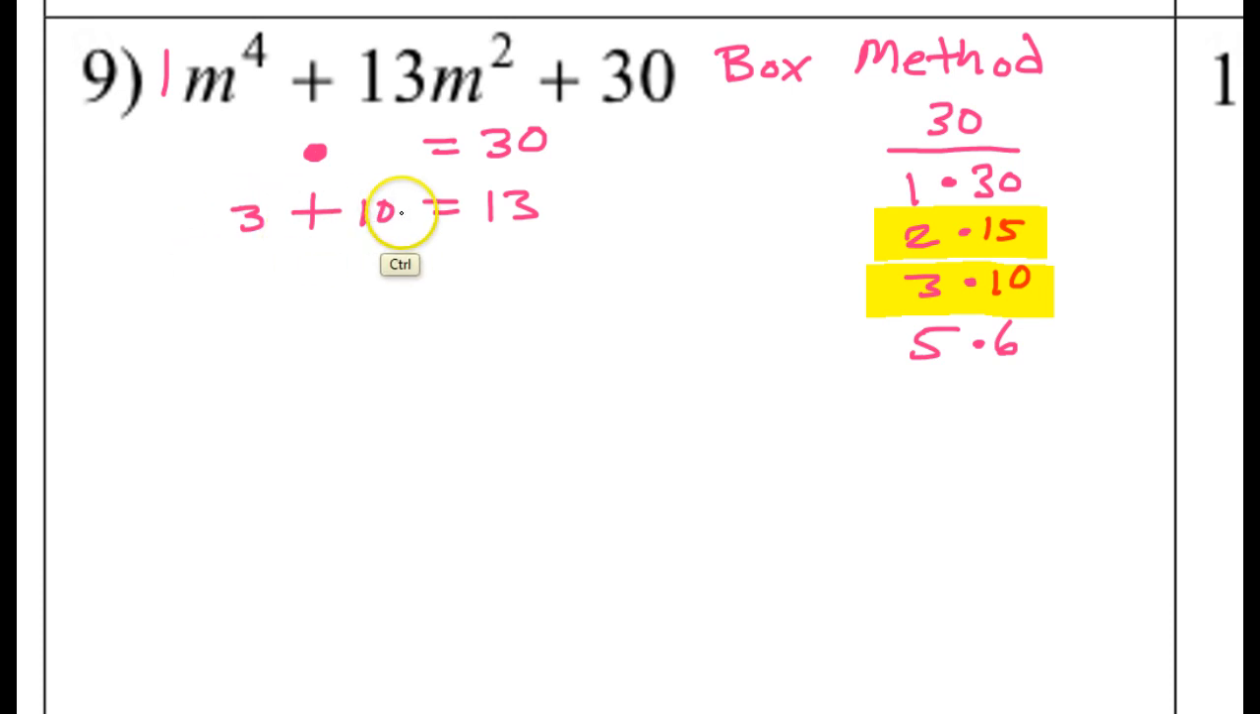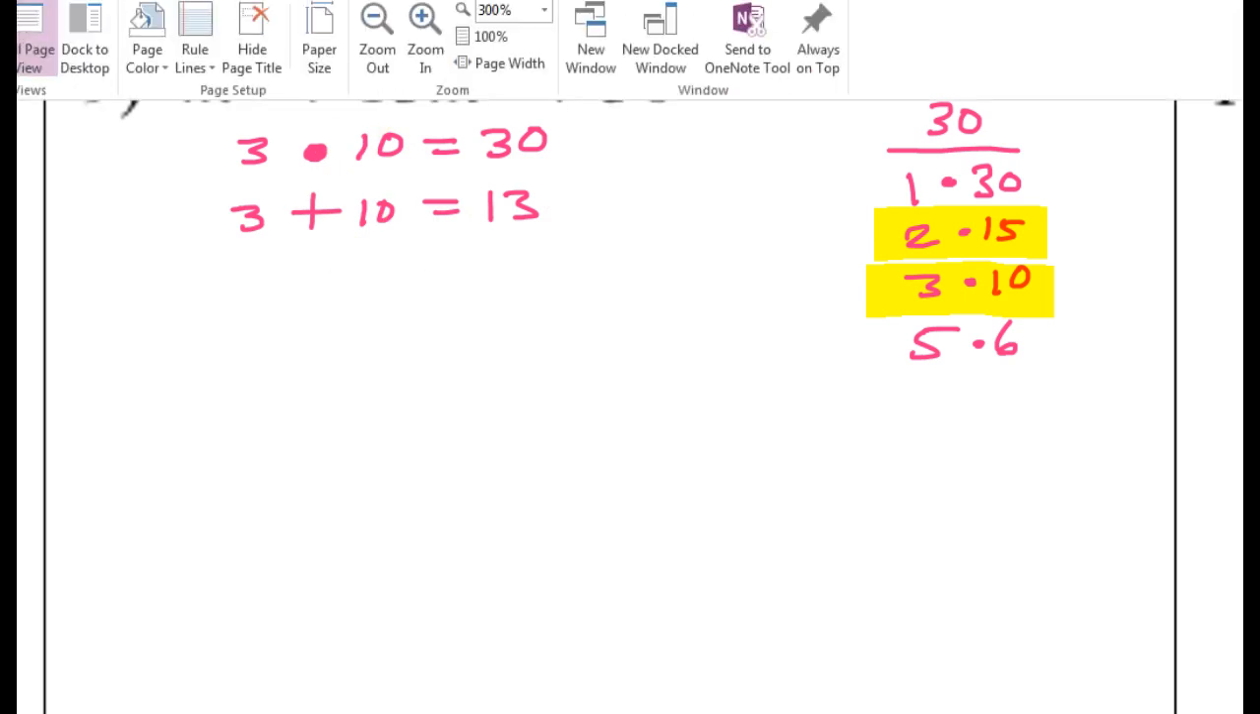I can just leave them positive and it makes 13. I have to use the exact same numbers for the product, so 3 times 10, and that's also positive 30, so boom, that's the pair that is going to work. Okay, so we're doing the box method, so it's time to draw the box.